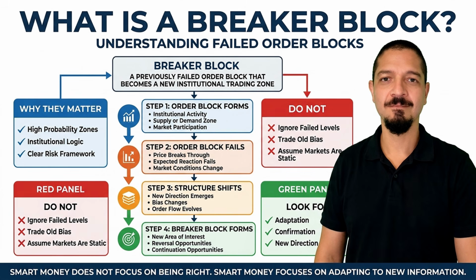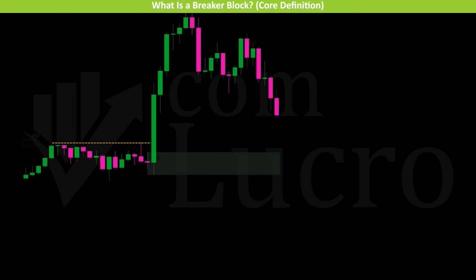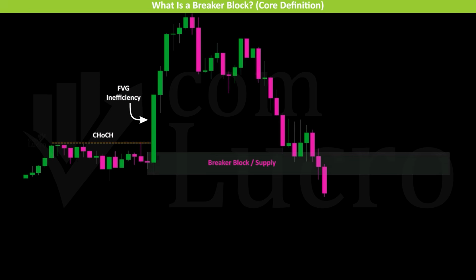So, what is the definition of a breaker block? A breaker block is a previously failed order block that transforms into a key supply or demand zone on the price chart. This happens when an order block is broken in the opposite direction, shifting its role from supply to demand or from demand to supply. In practice, a breaker block helps mitigate positions and often becomes an area where traders add to their positions.